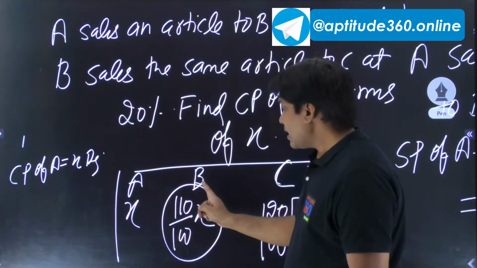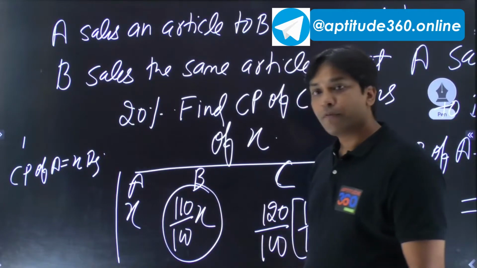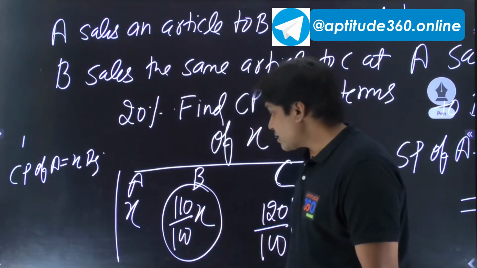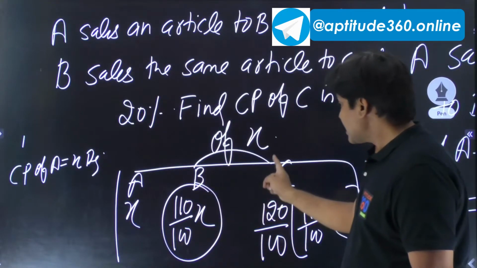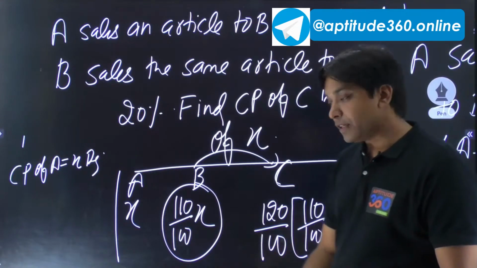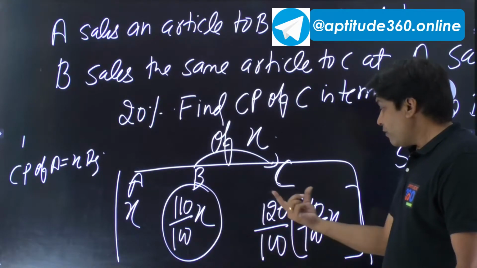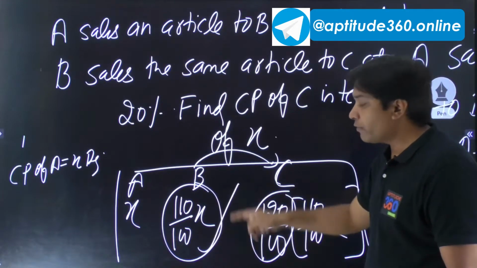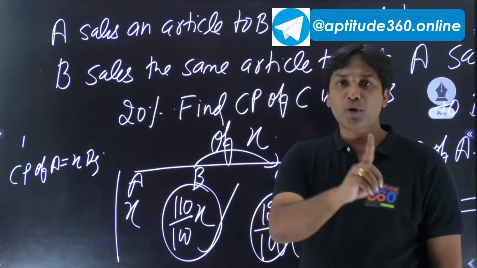A is selling to B at 10% profit, so the selling price of A or cost price of B will become 110 divided by 100 X. And if B is selling to C at 20% profit, the selling price of B or cost price of C will become 120 divided by 100 of which value? Of this value. Simple. If you can write this one line, then the whole problem gets simplified in one line.